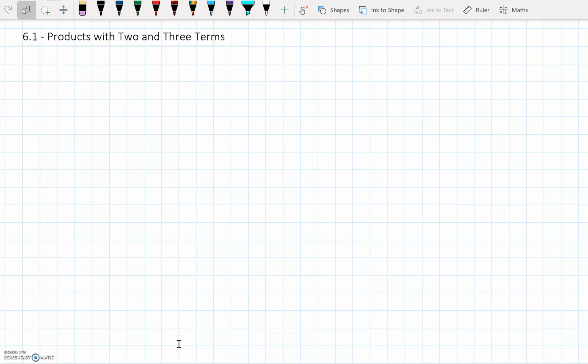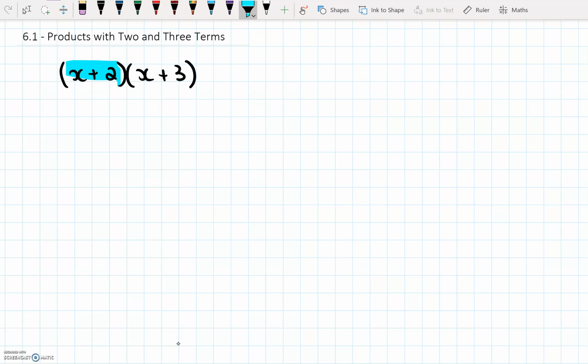Okay, so what we're looking at here is products. Now, products means things that are multiplied together. A product is the result you get from multiplying things, but we can also use it to look at what we're multiplying together. What you've been working with so far have been things like x plus 2, x plus 3. This is a product of two things.